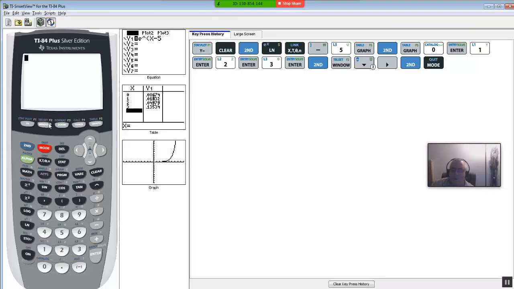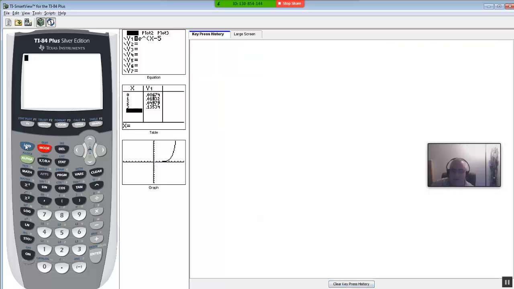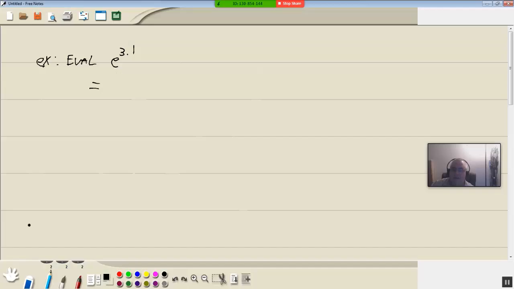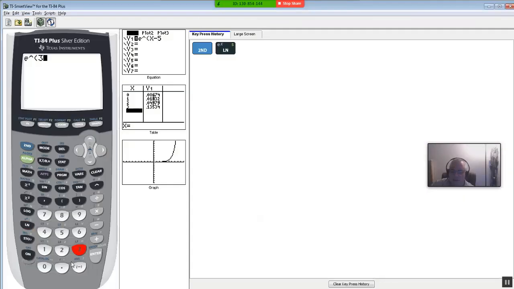Well, make sure you're out of graph mode. Do a second mode if you're not already out. Now, to get to e, remember you do second ln. That's natural log, the ln. Then you put in 3.1. Then you push enter.